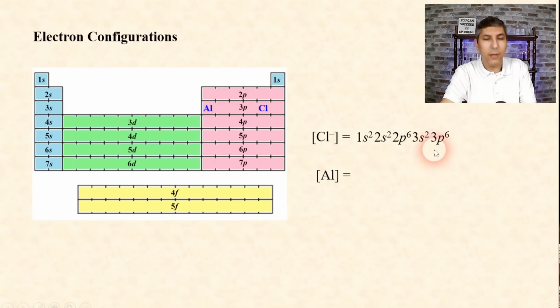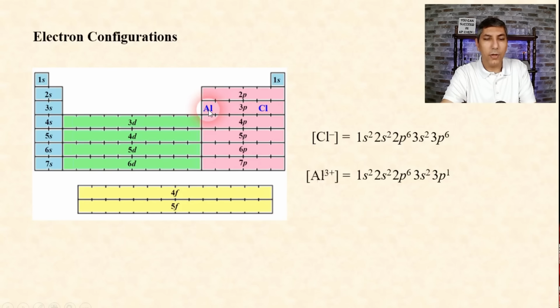Now, how about the aluminum atom? Well, the same idea here. We start with 1s2, then 2s2, 2p6, 3s2, and finally 3p1. And so that's the electron configuration for aluminum.